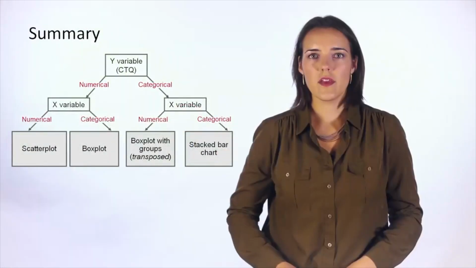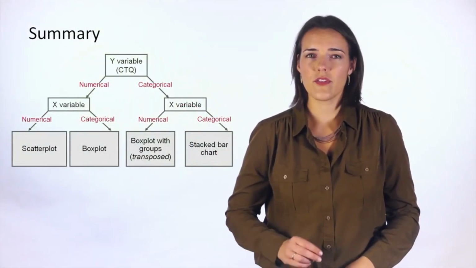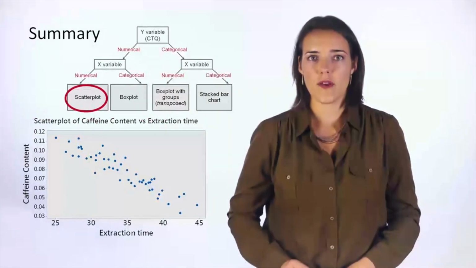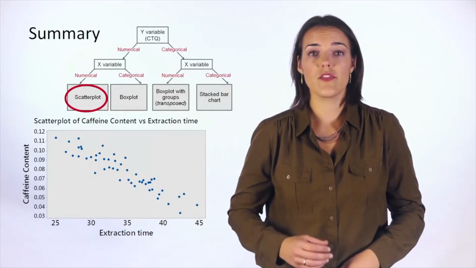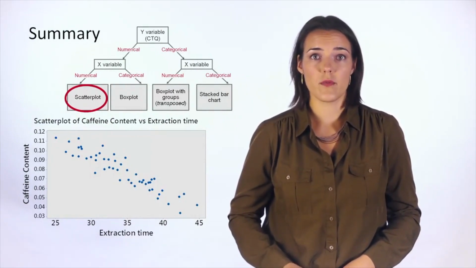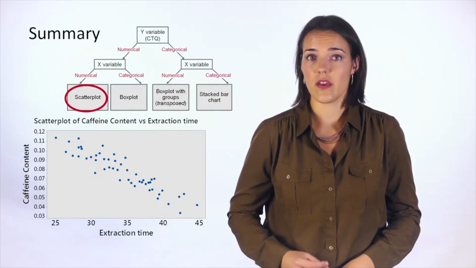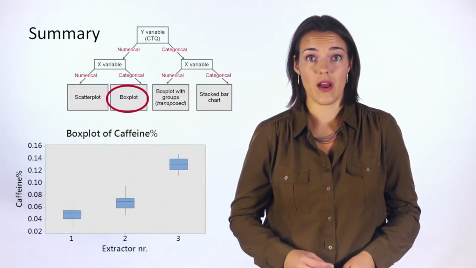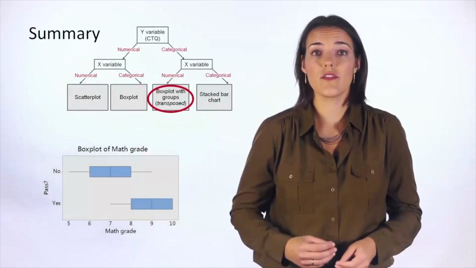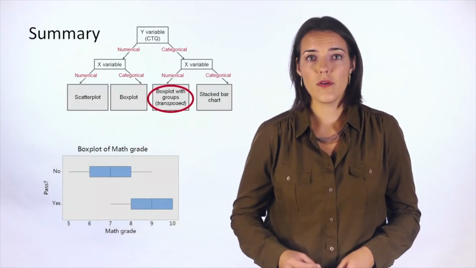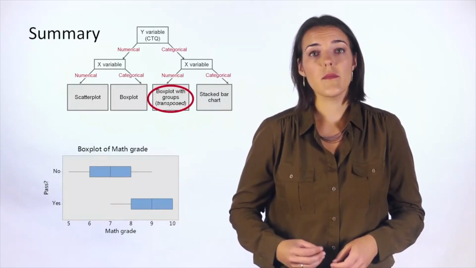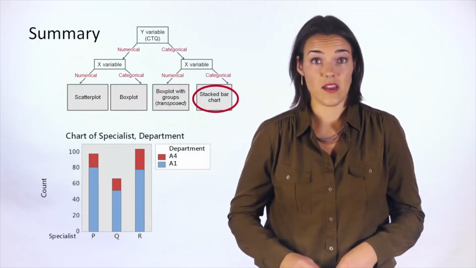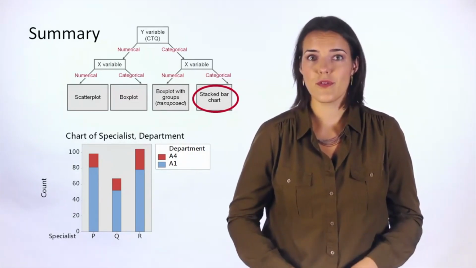In summary, the appropriate graph to visualize two variables depends on the type of data you have. If both variables are numerical, you make a scatter plot. If the y variable is numerical and the x variable is categorical, you can make a box plot. If the y is categorical and the x is numerical, you can make a transposed box plot. If both variables are categorical, you can make a stacked bar chart. And of course, there are many other graphs that I didn't show you here, but that is up to you to discover.